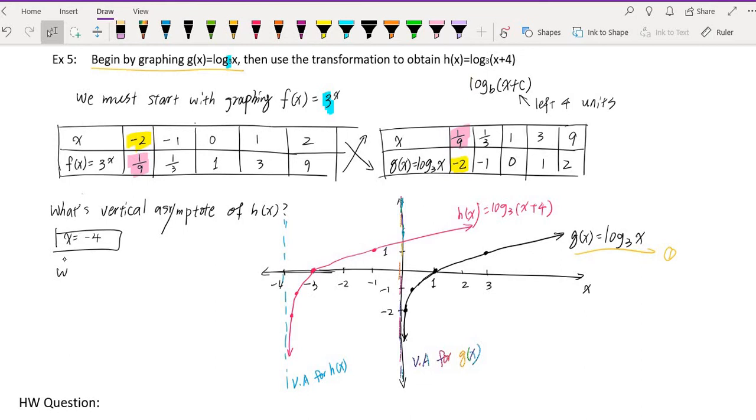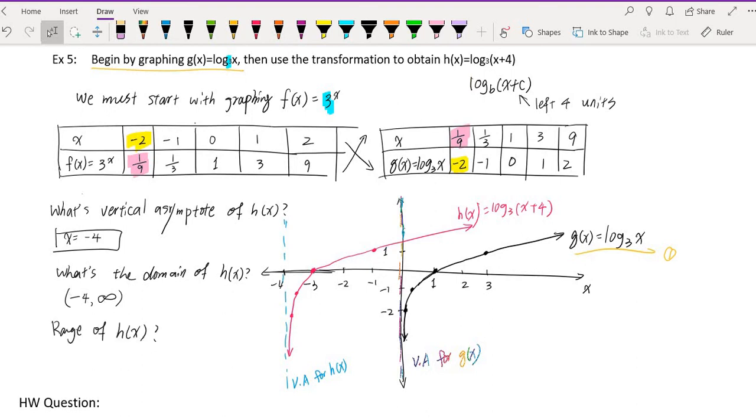And then if they ask you what's your domain, so what is the domain of h of x? Again, for domain you have to remember it's from left to right. Because we have the vertical asymptote right here, we can't pass -4, and everything on the right-hand side is possible. So we're going to have from -4 to positive infinity. We can only get closer to the vertical asymptote, we can't actually touch it. That's why we have the parenthesis.